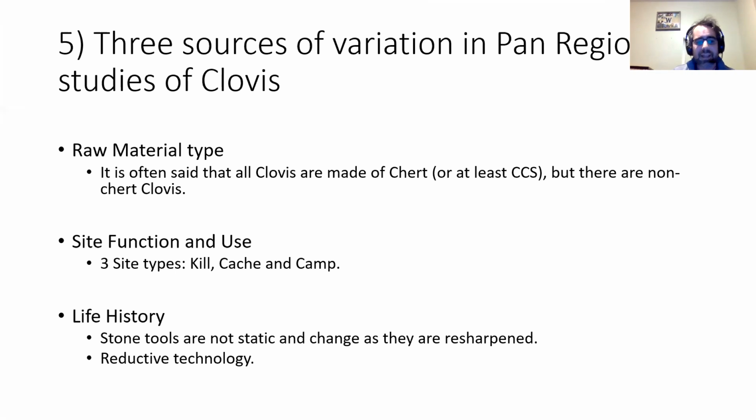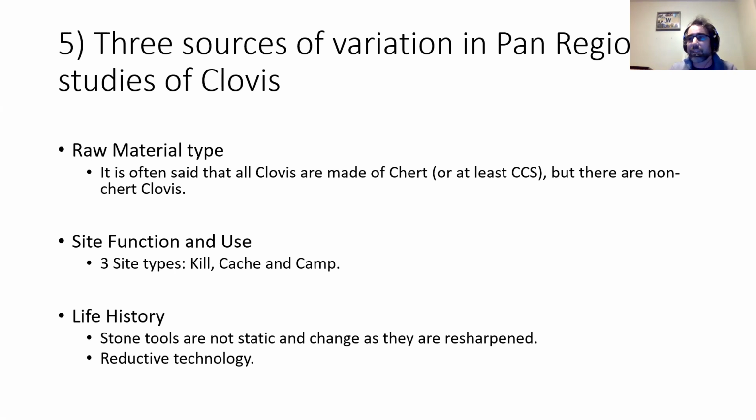So we'll take a brief look at that. Site function and use is also very, very important. Cache points tend to be larger because they haven't been resharpened. Some people argue that cache points tend to be larger because they were intended and made larger in an effort for ritual use.